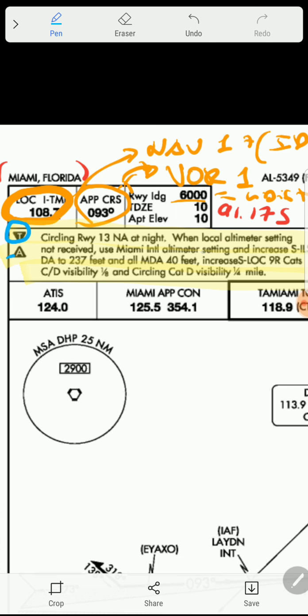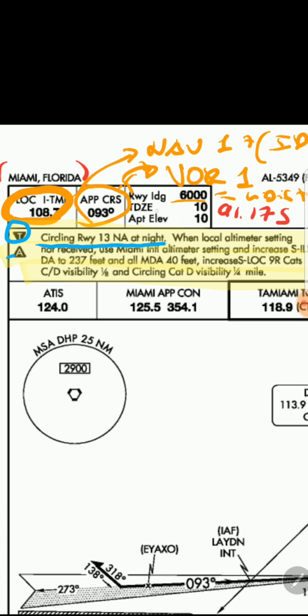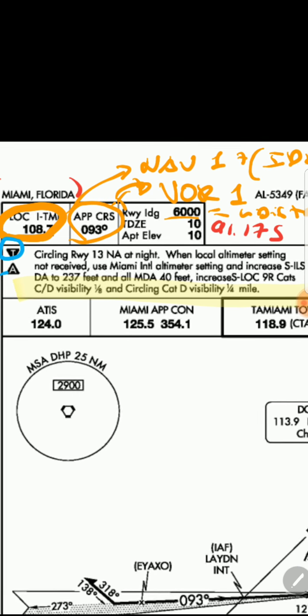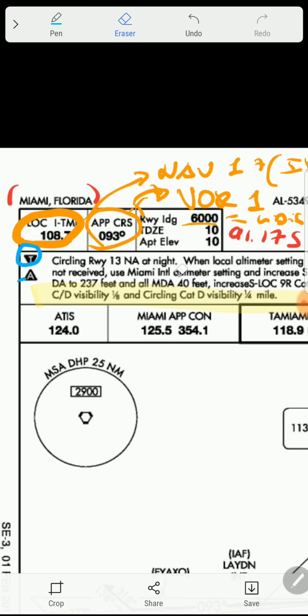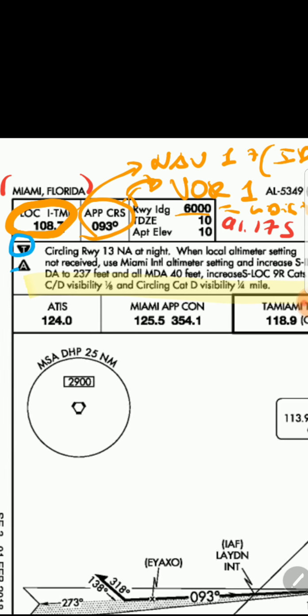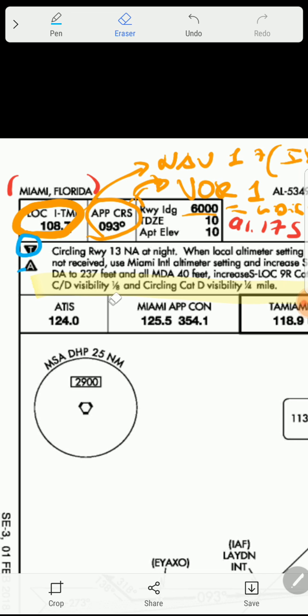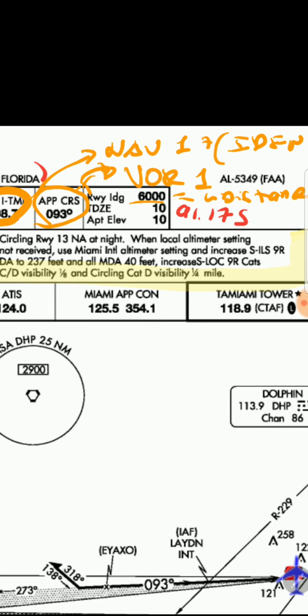Now, these notes are normally, as I said before, going to be telling you what to do if the altimeter setting is not going to be gotten from Tamiami. Let's say, circle runway 13 right now is not authorized at night. That's the first note that they give you, okay? And next to that, it says, when local altimeter setting is not received, use Miami International altimeter setting, and what you have to do is increase the ILS category C and D visibility, and circling category D visibility 1 quarter mile.